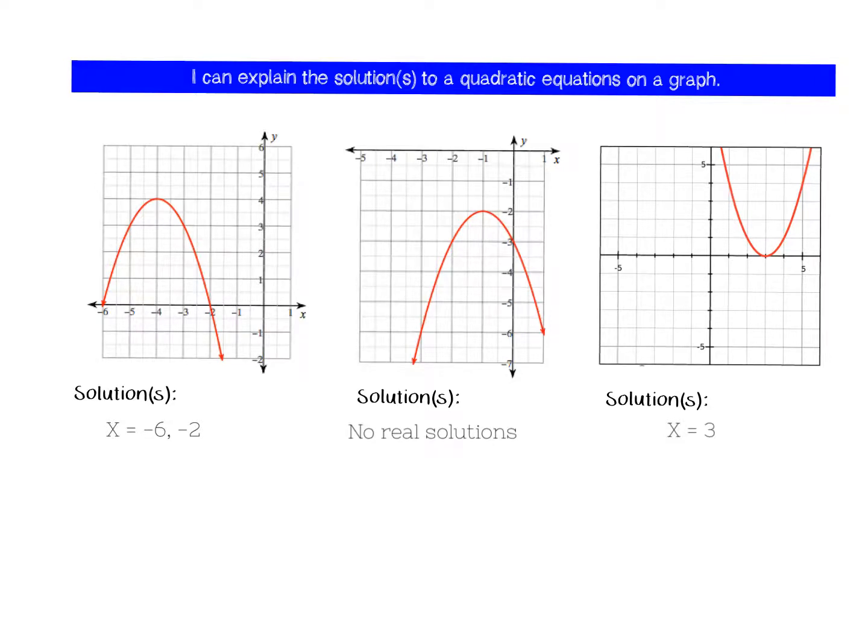So hopefully you're able to see that according to the graph, solutions are those x-intercepts. So this graph has two solutions because there's two places where it crosses, x equals 6 and x equals -2. This middle graph has no real solution because the vertex is below the x-axis and it opens down. So it has a maximum that will never reach the x-axis. And then this one has one solution because the graph just touches the x-axis. It doesn't actually cross it, and it touches specifically at x equals 3.